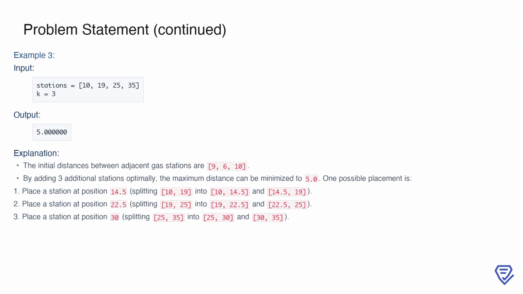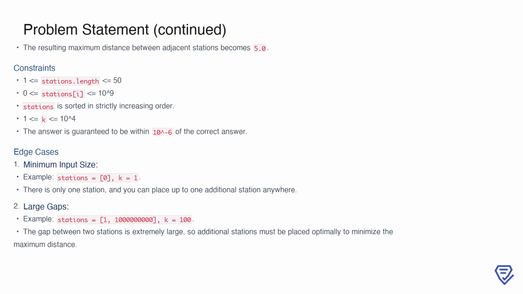Now consider a second example where stations is [1, 2, 3, 4, 5, 6, 7, 8, 9, 10], and k is 9. Here, the initial spacing between adjacent stations is already uniform, with each pair separated by a distance of 1. By adding 9 additional stations, we can reduce the maximum spacing to 0.5. This can be achieved by placing one new station in the middle of each existing interval. Since the stations were already evenly spaced, this ensures that the maximum distance between any two adjacent stations is minimized to 0.500000.